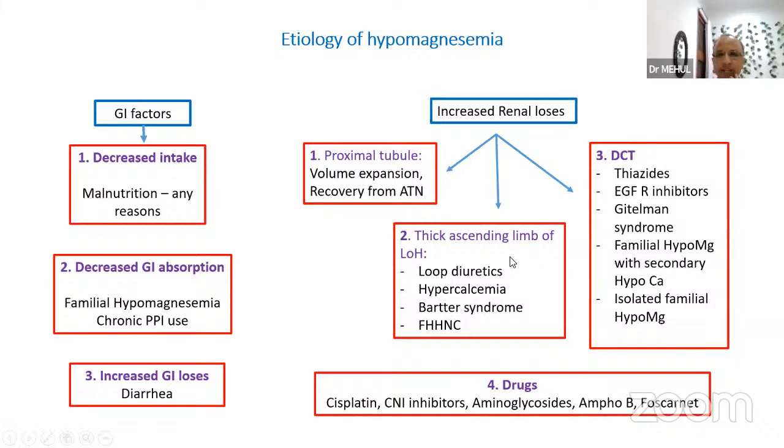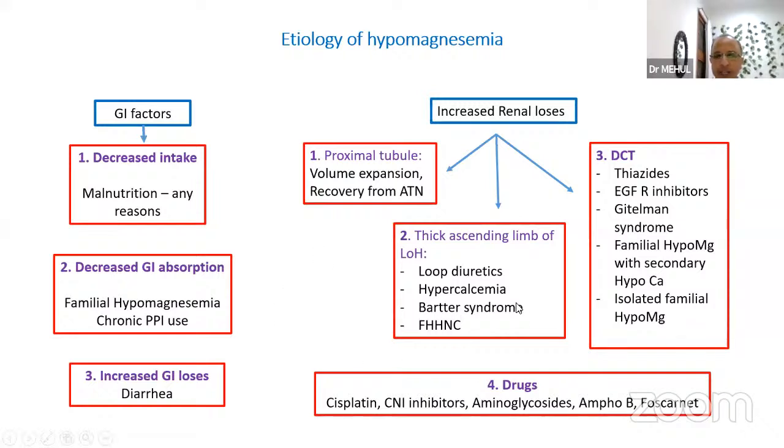It could be because of a defect in the thick ascending limb of loop of Henle, because of use of loop diuretics, hypercalcemia, Bartter syndrome, and familial hypomagnesemia, hypercalciuric nephrocalcinosis. It could be because of a defect in the distal convoluted tubule, use of thiazide diuretics, use of epidermal growth factor receptor inhibitors, commonly used in adult oncology practice, Gitelman syndrome, familial hypomagnesemia with secondary hypocalcemia, and isolated familial hypomagnesemia. So these are some common causes of hypomagnesemia in children.